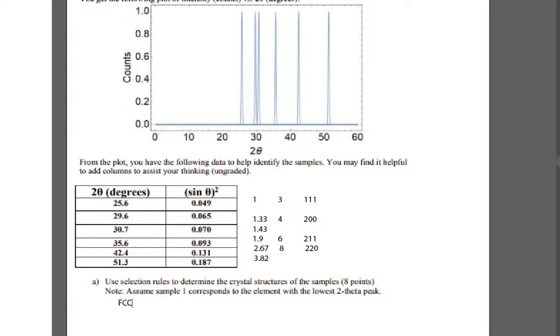Because with the lowest one would be a 111. In fact, yeah, the smallest one would be a 111 for the FCC. But when you're talking about BCC, the minimum would be 110, I believe. Yeah, 110 would be the minimum, but it could be something more.